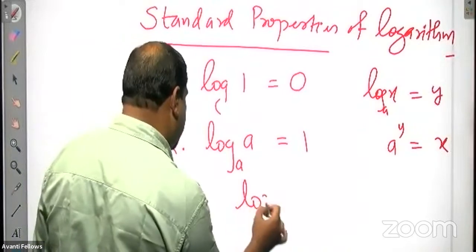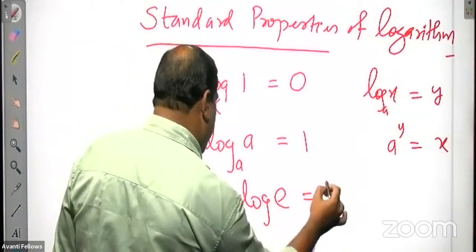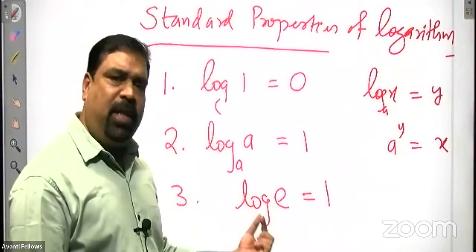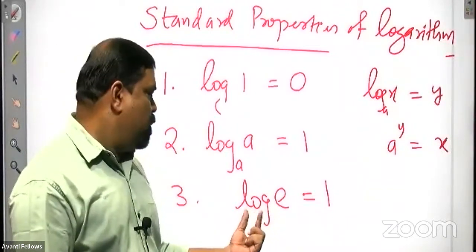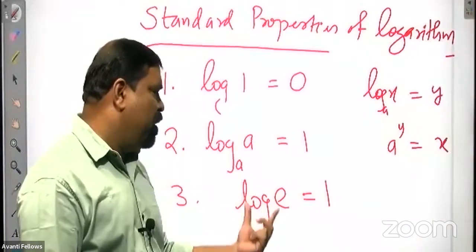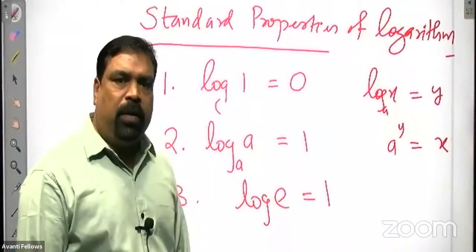Sometimes we will use this property. Log e is 1. There the base is understood; the base is e only. So log e to the base e is 1 actually. What we simply write is log e equals 1.